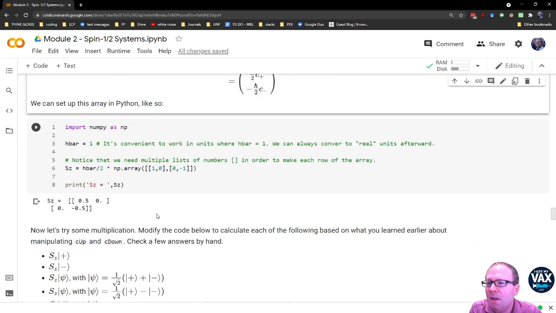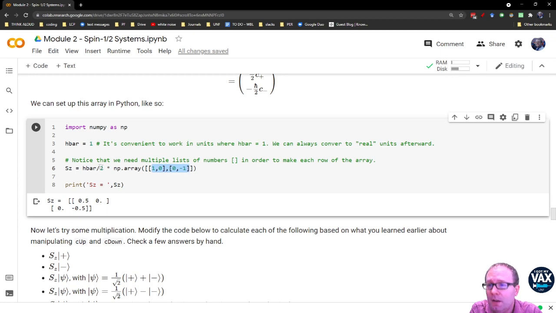So the way we set this up in VPython, we just use an array, right? We just say 1, 0, 0, negative 1, multiplied by h bar over 2. That's exactly what we get here. We're setting h bar equal to 1 just so you don't have a long string of decimals to worry about. If you ever want to use real units, you can just plug in the real h bar there.